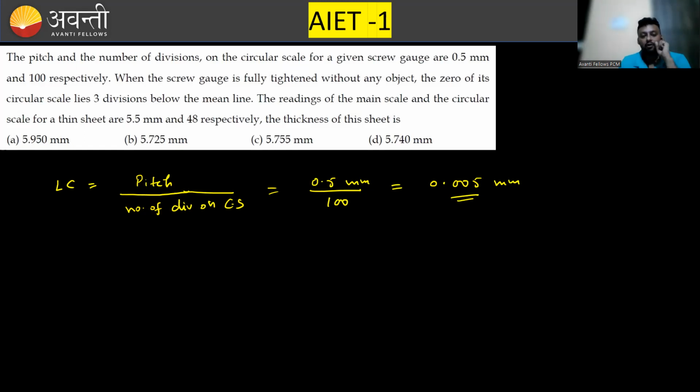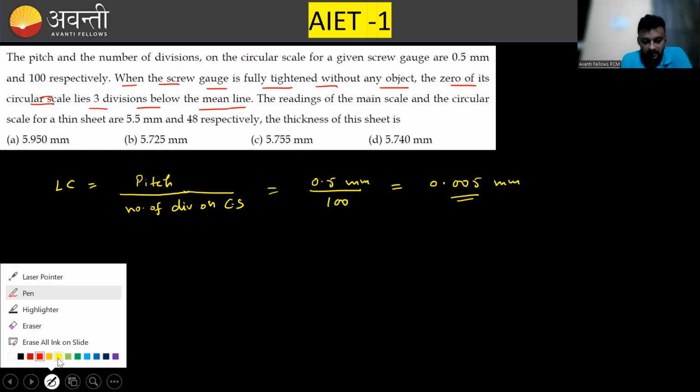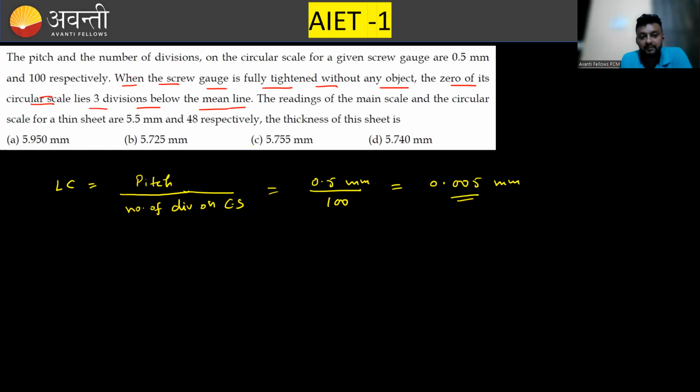Done. Very good. Now the next statement is very important. It says, when the screw gauge is fully tightened without any object, the zero of its circular scale is 3 divisions below the main line. It means when there is nothing between the jaws of the screw gauge, there is some error, because zero should coincide with the main line, but it is three divisions below. That means there is a positive error. Positive error of what? Three divisions.